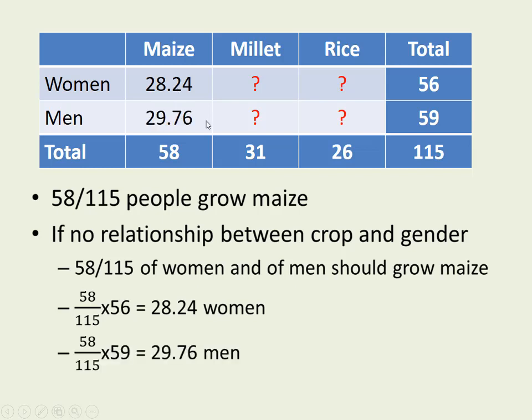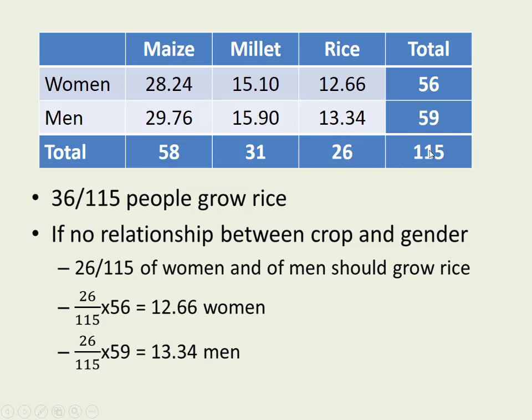Then you can do the same thing for the other categories here, and you expect this many men. So 58 out of 115 times 59 men should do it as well. By the way, this is not a minus sign, this is just an awkward bullet. So that many men should be growing maize as well. Then you can apply the same logic to the millet growers. So 31 out of 115 people grow millet, so it should be 31 out of 115 times 56 women, and 31 out of 115 times 59 men should give you that. And then the same for rice, 26 out of 115. So that means that the proportions going this way are the same for women and men.